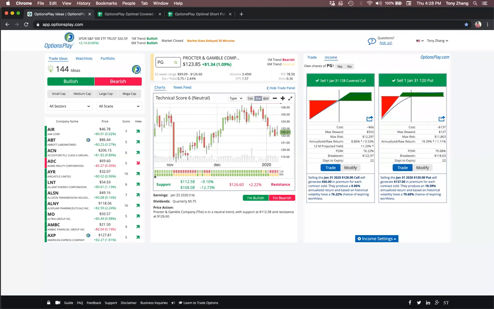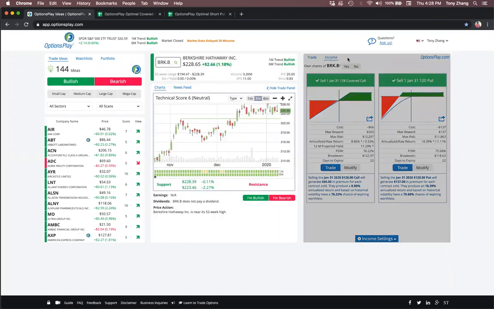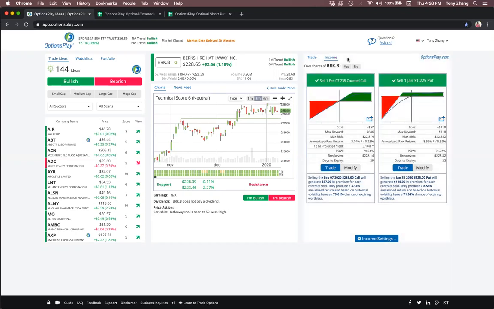So I got a lot of symbols here. So let's take a look. Unfortunately, I'm not going to be able to go through all of them, but let's take a look. Jacques wants to look at BRK.B, Berkshire B. He wants to buy this stock. So Berkshire B is trading at 228.